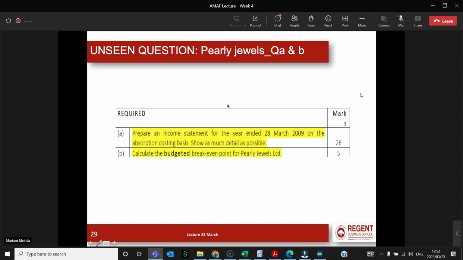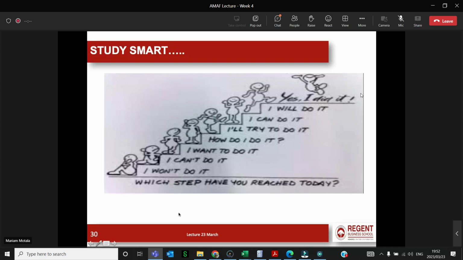Now, in this question, Pearly Jewels, there's a nice question that requires you to calculate the budgeted break-even point for a multi-product, as well as preparing an income statement on an absorption costing basis. Okay, so once more, I am going to come out of the slideshow and open up the document that I sent to you this afternoon.